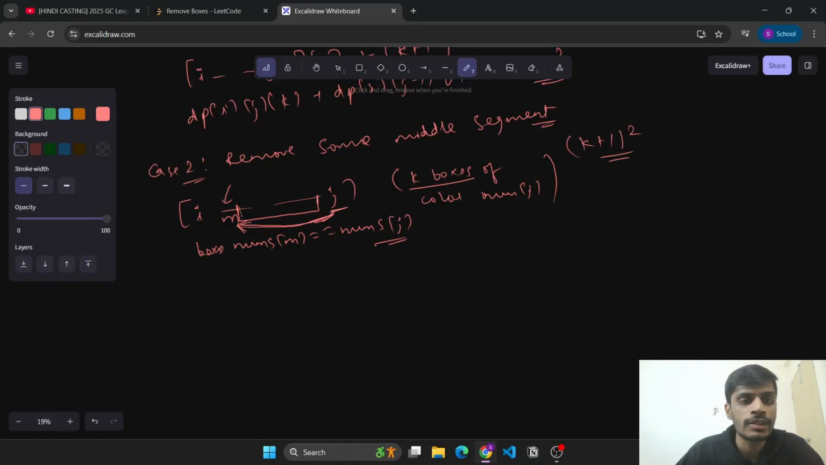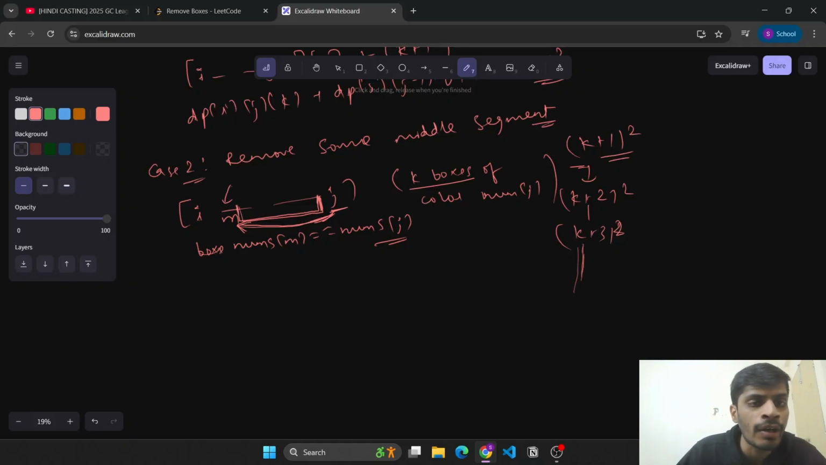Now if we remove some segment from this, we need to make sure to remove in such a manner that this k plus 1 further improves to k plus 2 square, then k plus 3 square and so on, right? That means increasing the square as much as possible so that the cost is increased by a larger factor. So this is what we will do.